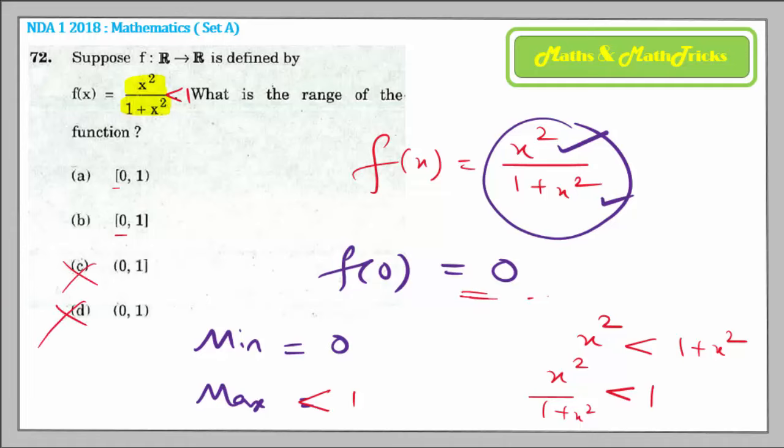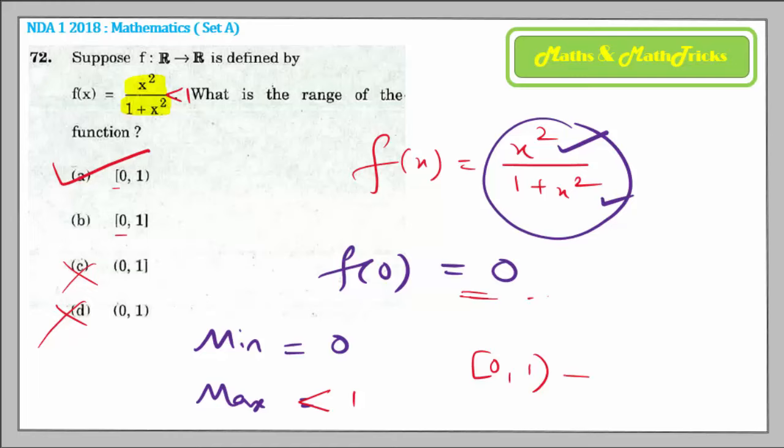But out of A and B, the correct option is option A, because you can see the maximum value is not 1. Function can never be 1 here. It will be just below 1. That's why we got the range over here. What is the range of the function? It is the semi-closed interval [0, 1). This is the range and it is provided in option A. So option A is the right choice.